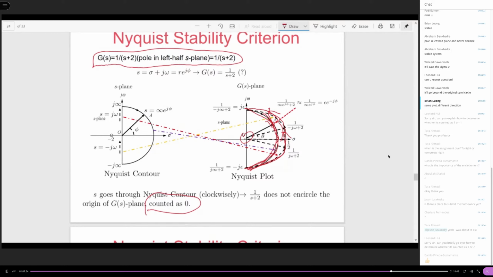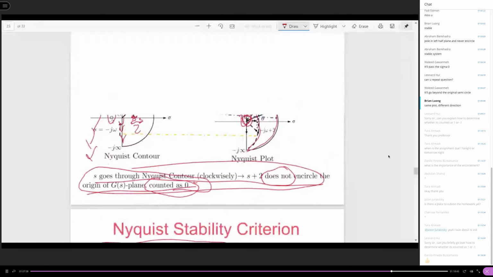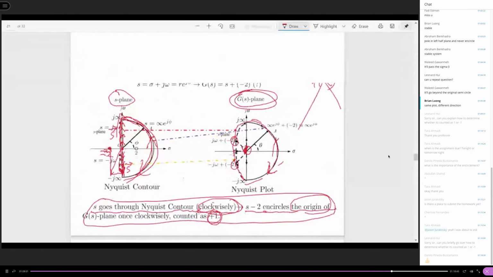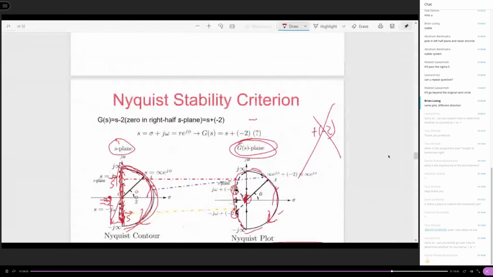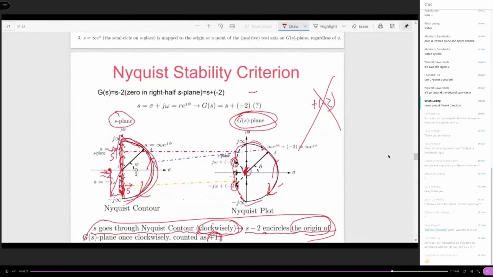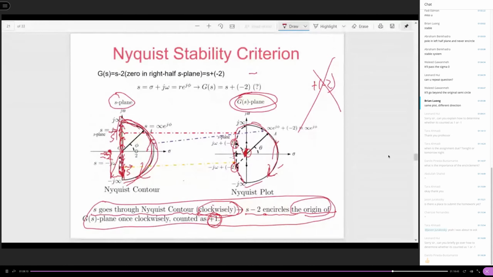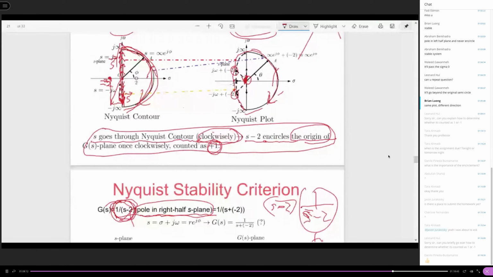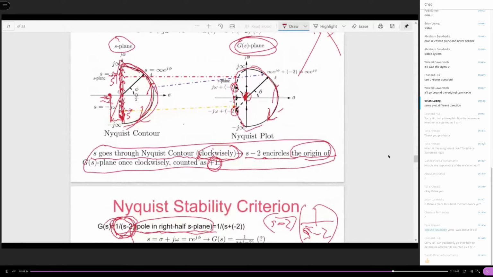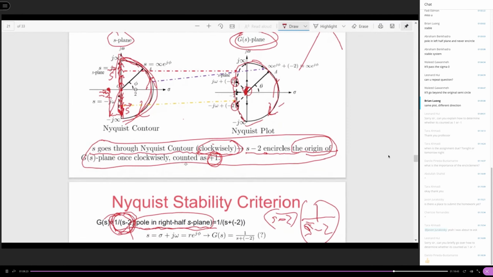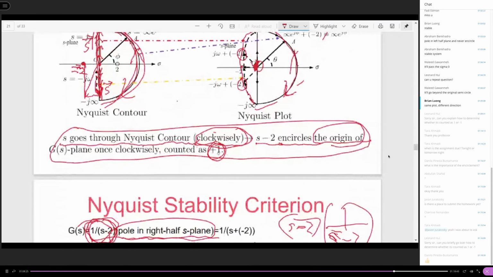Okay, so let's summarize the conclusion here. The conclusion we get is this: if the transfer function has a zero in the right half plane, then the Nyquist plot caused by that zero will encircle the origin of the G of S plane once clockwise. So if you count the encirclement number, that is going to be positive 1.